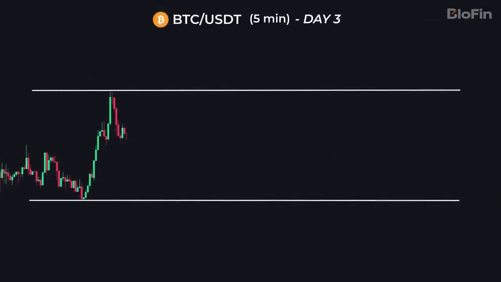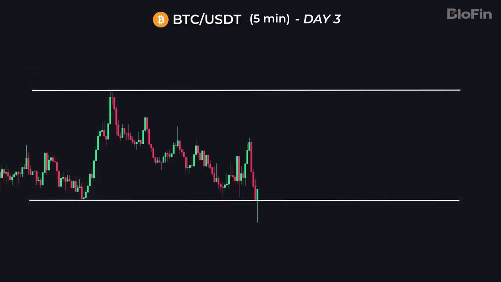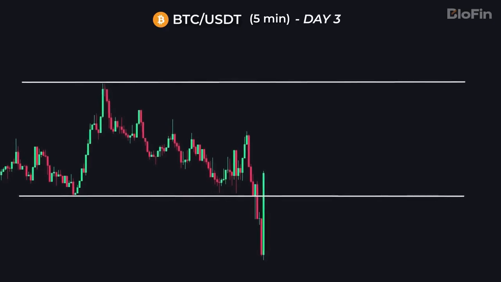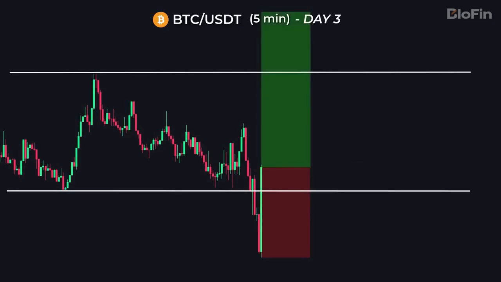Now moving on to the next day. Again, we have the 4-hour range marked. Price broke below and closed under the range low, but then came back inside. That gave us a long entry. Stop loss goes at the lows, take profit at 2 times risk. And here, the trade actually ended up being a loss. So this will be a 1R loss.